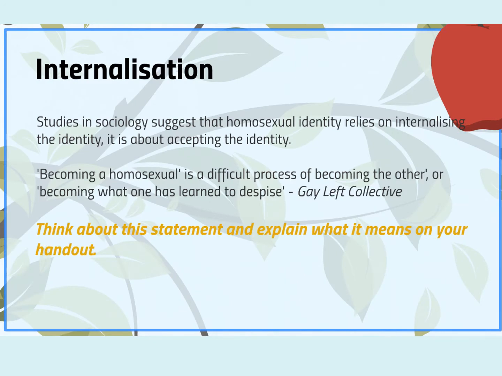The Gay Left Collective used the phrase, "Becoming a homosexual is a difficult process of becoming the other, or becoming what one has learned to despise." They are talking about how internalising homosexual identity can be challenging due to the prejudice attitudes which are embedded in society. The idea that homosexuality is going against the norm.